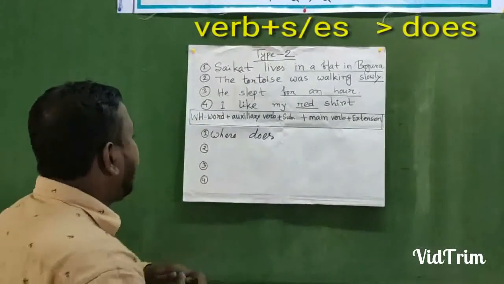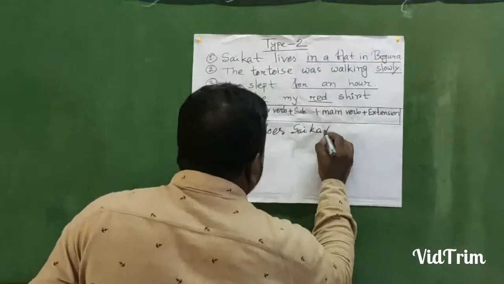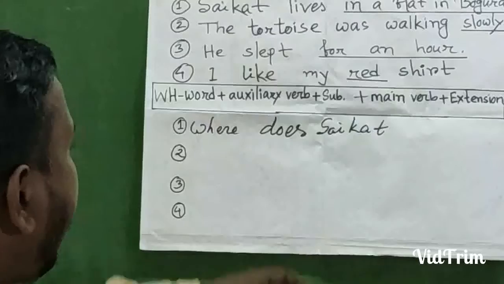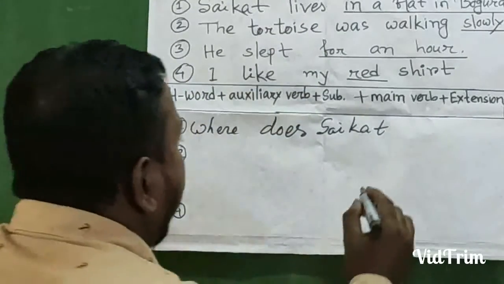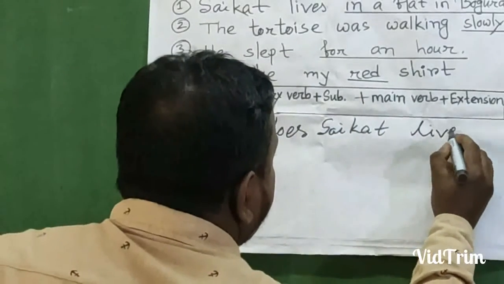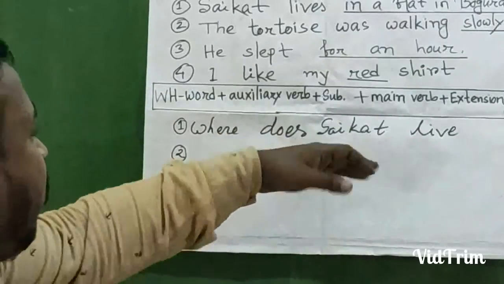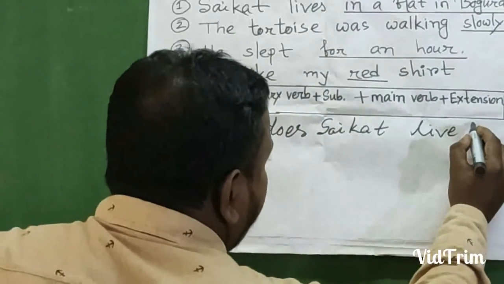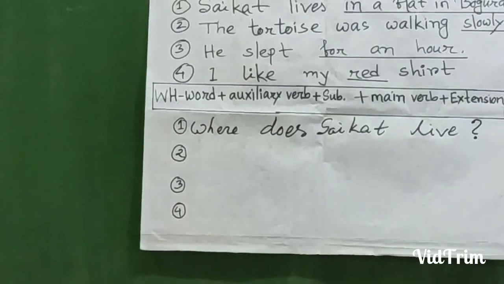Now the subject: Shaikat. Now we have to use the main verb. As we have used does, the main verb will go to its basic form, live. Extension is not necessary here because for the extension we have used the WH word. So now we have finished our sentence and we have to put a question mark. I think you are understanding very easily.